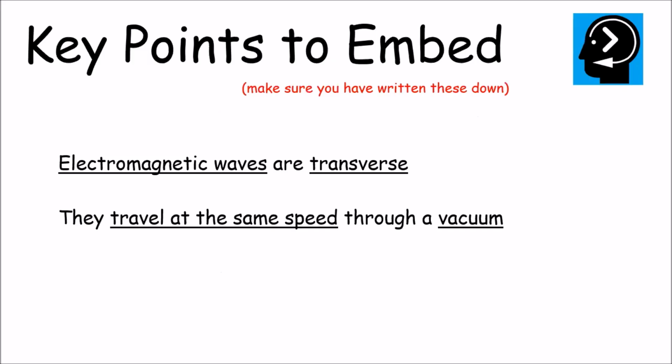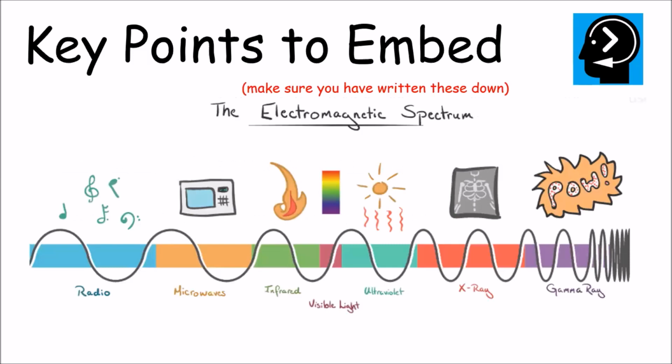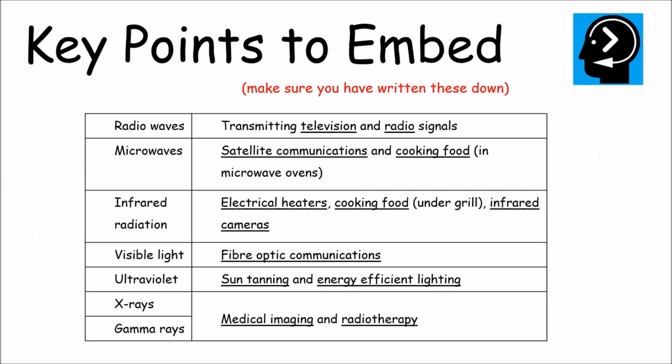Okay guys, here are your key points for today. We've got a few slides today, there was a lot in there. Here's the first one. Here's your second one. Make sure you've got that written down, because you do need to know what the electromagnetic spectrum is, and you need to know the order in which each different one appears. And finally, we need to know those uses.